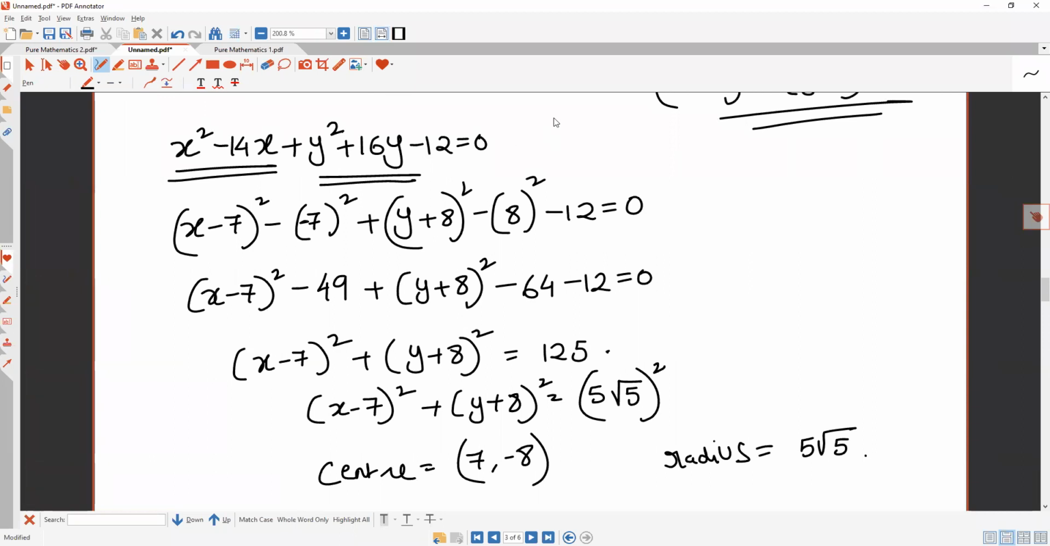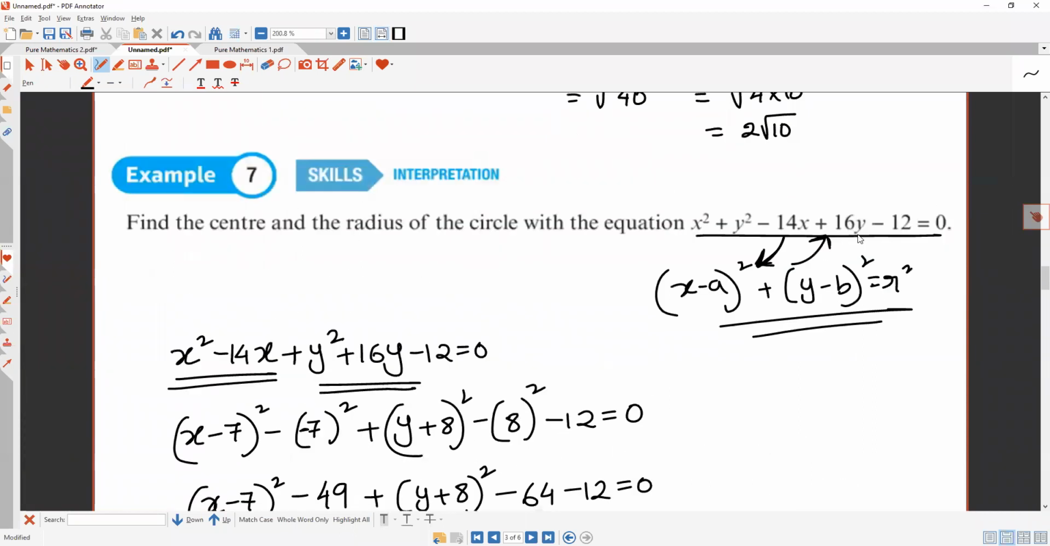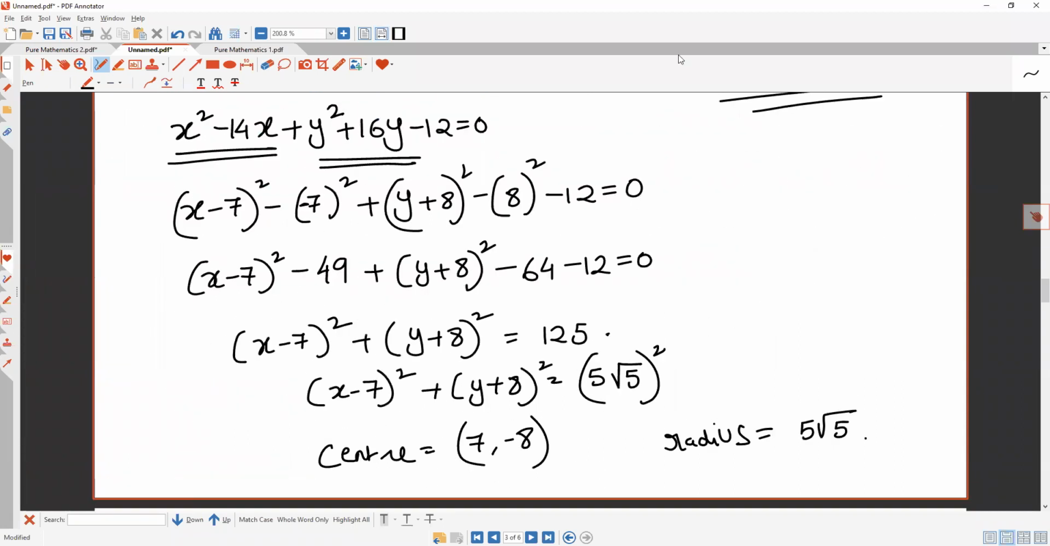Remember, sometimes they give you a question like this and they want the center and radius from this question itself. So try practicing this on your own, step by step. Okay, I'm pausing the recording.